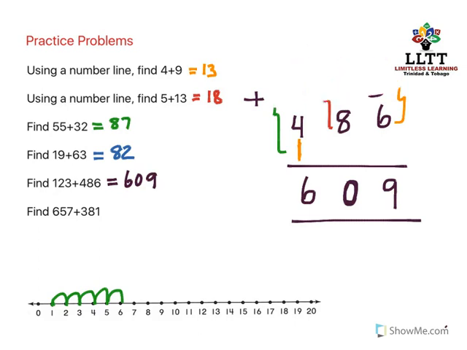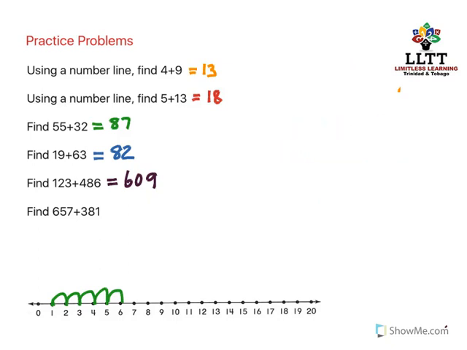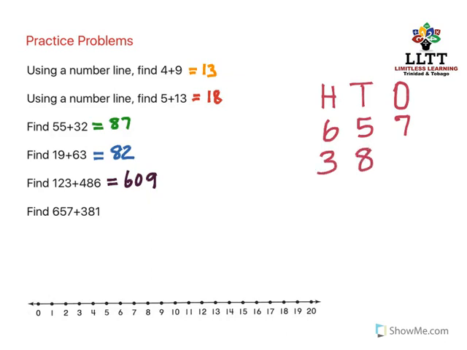And our last question is find 657 plus 381. We have 3 digits, so we know we're dealing with hundreds, tens, and ones. So I put my H for hundreds, T for tens, and O for ones. 657 has 6 hundreds, 5 tens, and 7 ones. 381 has 3 hundreds, 8 tens, and 1 one.